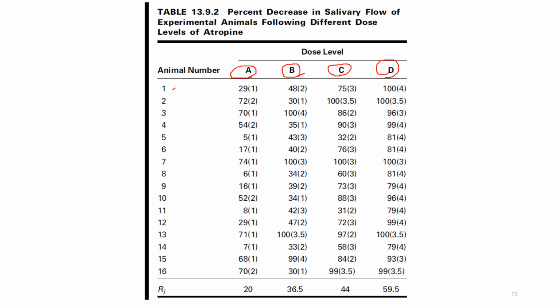So here is the animal. Each animal is applied with a different dose. This animal shows 29 for A, 48 for B, 75 for C, and for dose level D it is 100. So based on this, the first is the lowest, and the second, third, fourth follow in order. That is the result for animal 1, and obviously this works as a block. Then for the second animal, we do the same thing.